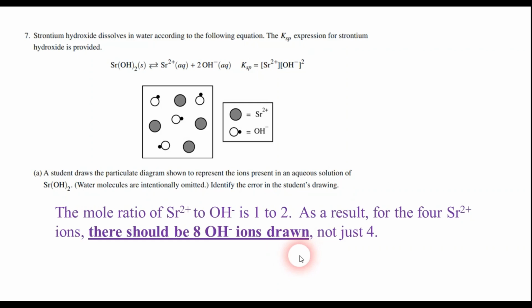Or I guess if you want to go in the opposite direction, you could say that there should only be 2 strontiums for the 4 hydroxides. Either way, you want to say something that there should be 2 hydroxides for every 1 strontium drawn in the box. So something along those lines. If you got that, then give yourself a point.